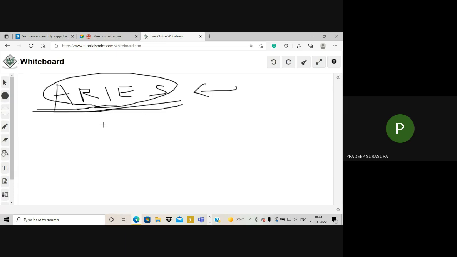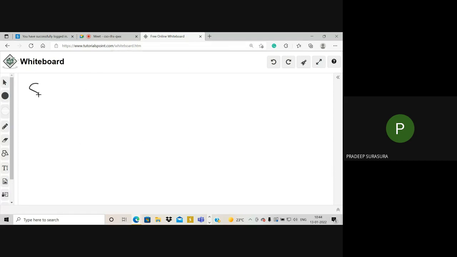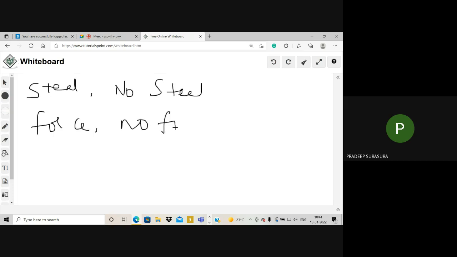Before we start learning about the Aries algorithm, you should know certain concepts, let me write that: steal, no steal, force, no force. These four words have to be understood very thoroughly before we go to any recovery algorithms. Hope you guys are understanding.